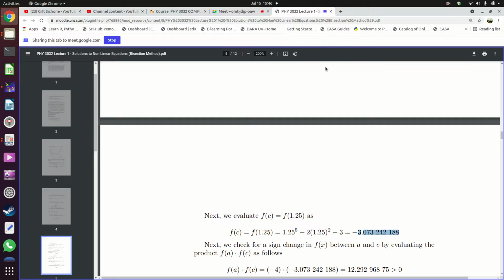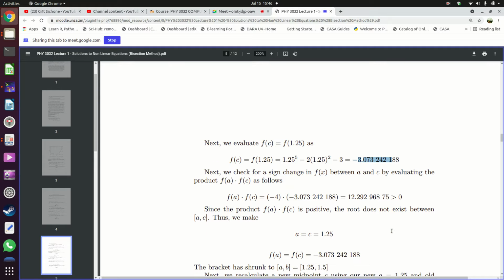So at the midpoint, the function f of x has got a negative value. If the function f of x has got a negative value at the midpoint, then you check between A and C. You always check between A and C, to see if there is a solution between A and C.